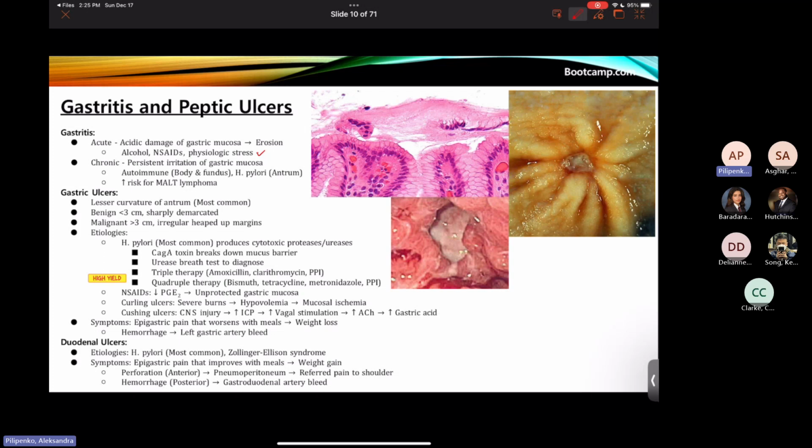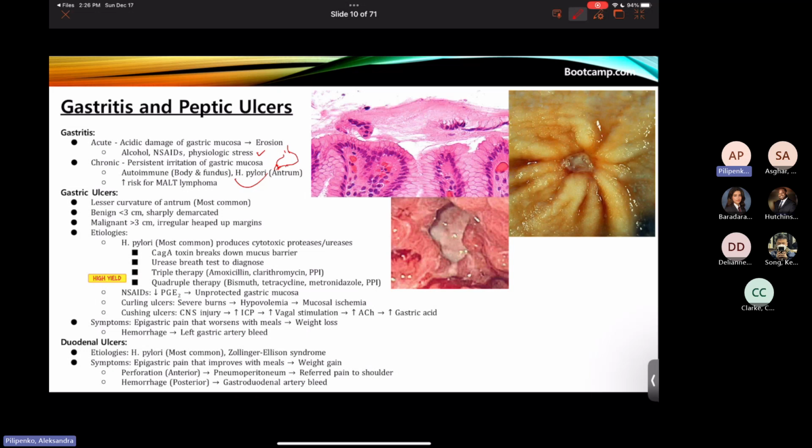Chronic gastritis, again, is the persistent irritation, right? It depends on the physiology of a person, but usually I think 3 to 6 months would already be chronic gastritis, right? It can happen due to multiple reasons, autoimmune or H. pylori. You will need to distinguish by the location, right? So your antrum, you think about H. pylori infection. Your body and fundus, you think it's some sort of autoimmune process.